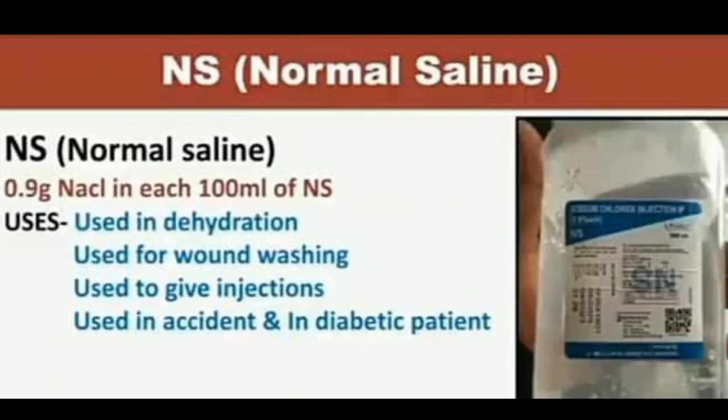The normal saline has 0.9 gram sodium chloride in each 100 ml of the normal saline, and it is used in dehydration and also used in wound washing. It is also used to give the injections, and it is also used in accident and the diabetic patient.